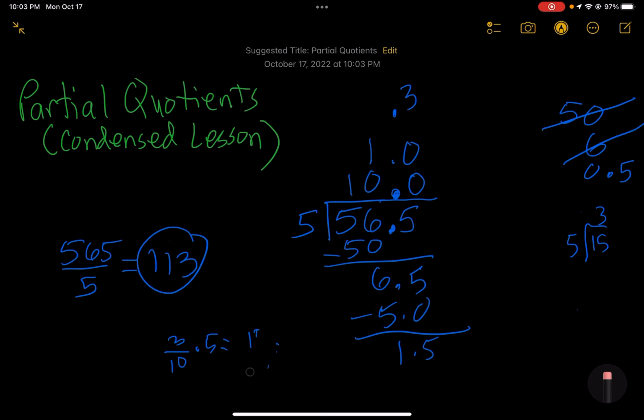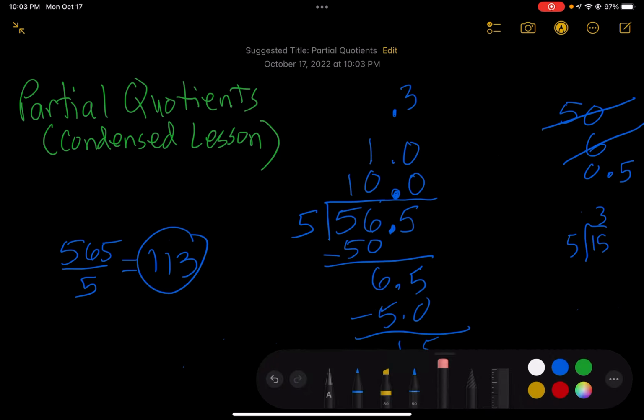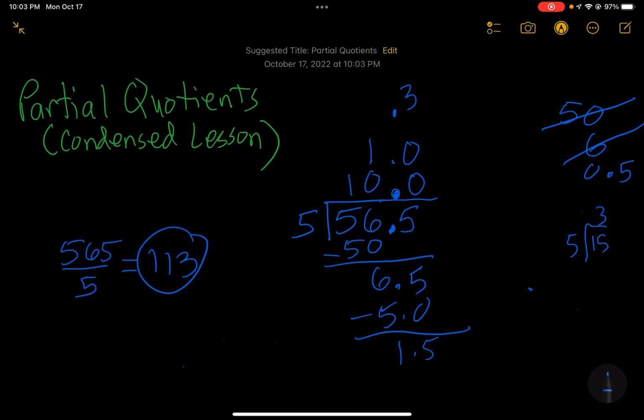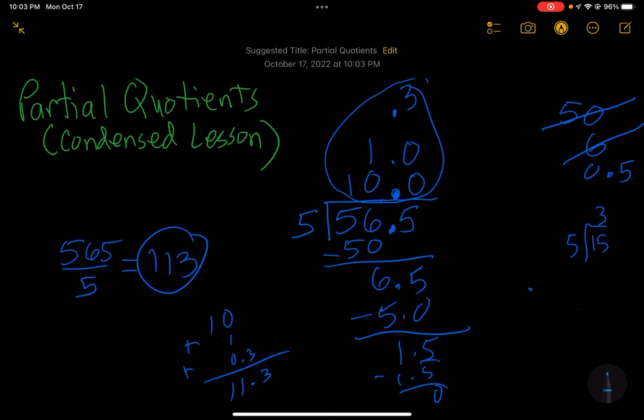Okay, so now that we finished that part, and we know that we're down to 0, now we can add these up for our answer. 10 plus 1 plus 0.3. Okay, so if we compare this answer to this answer, what do you notice?